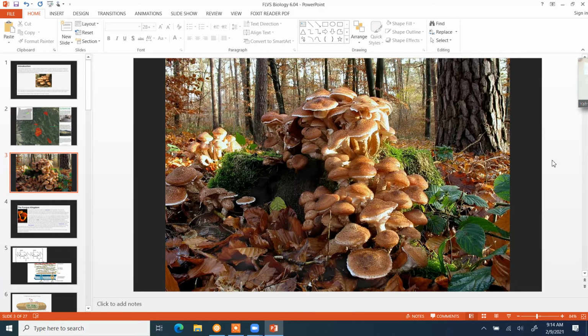This over here is showing you the same thing. This is the fungus. These are just the mushrooms of the fungus, right? The mushroom itself is not the main portion of the fungus.